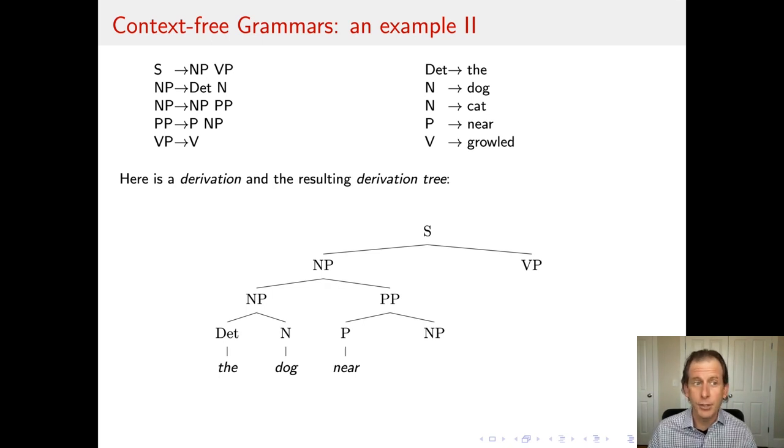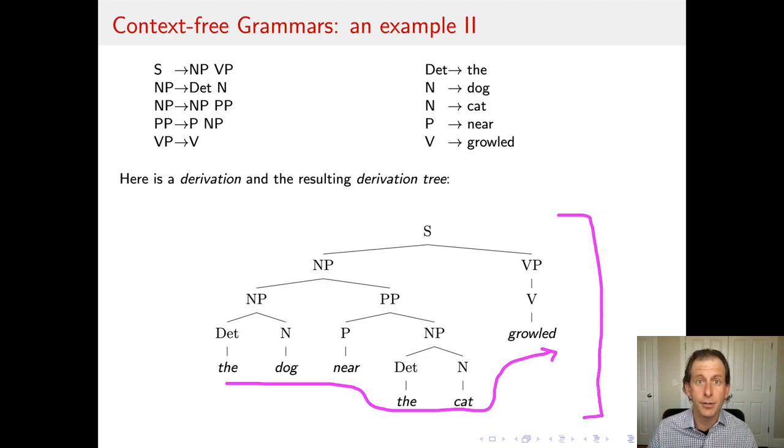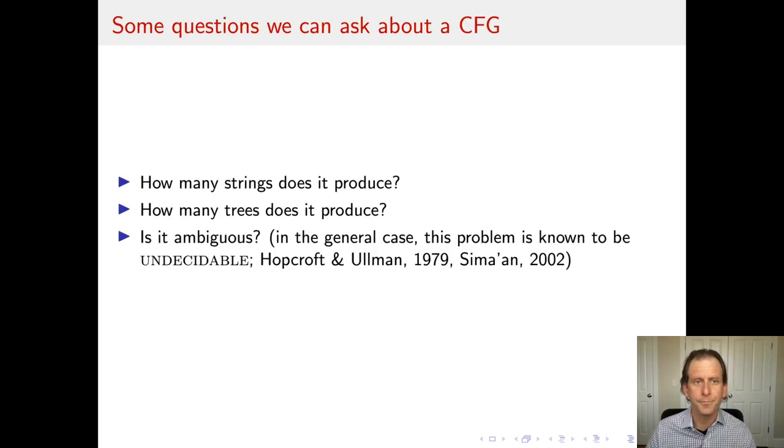NP, once again, I have some choices. Maybe I will choose the NP goes to determiner noun case here. Determiner goes to "the", and maybe N goes to cat in this case. And VP has to go to V, and V has to go to "growled". And now I'm done. So I now have a sequence of terminals. The frontier of the tree is entirely terminal, so I know that I'm done. And the sentence that was generated was "the dog near the cat growled", and the derivation tree is this structure here, which contains information about the structure of the sentence that we're going to get into later.